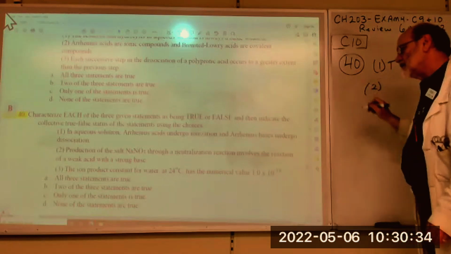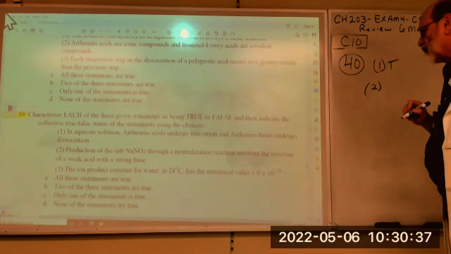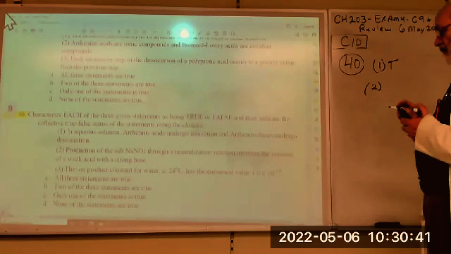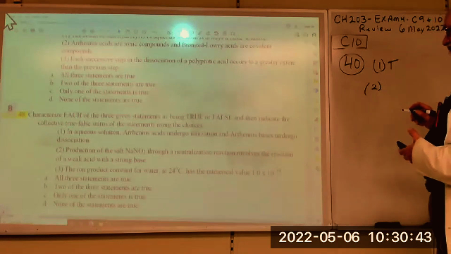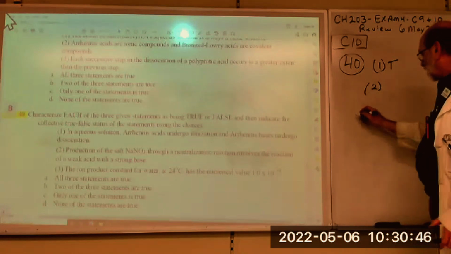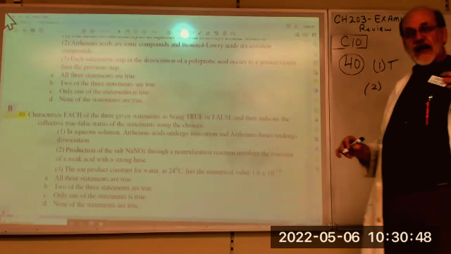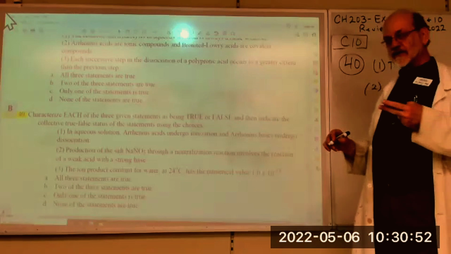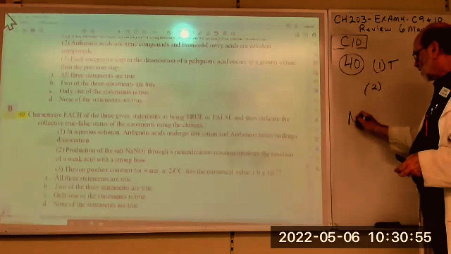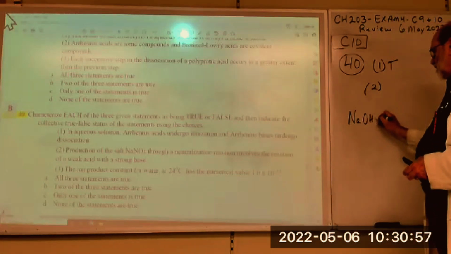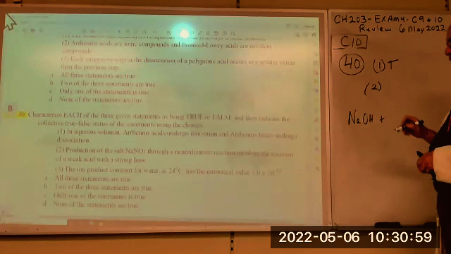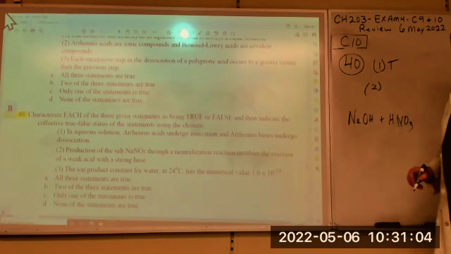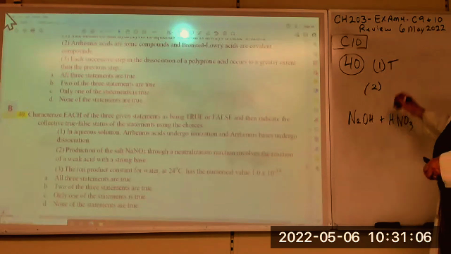Two, production of salt, NaNO3, through a neutralization reaction involves the reaction of a weak acid with a strong base. Remember, when you react an acid with a base, you always get salt and water. So we look at the origin. Where did sodium come from? Strong base. Where did the NO3 come from? Strong acid. So 2 is false.